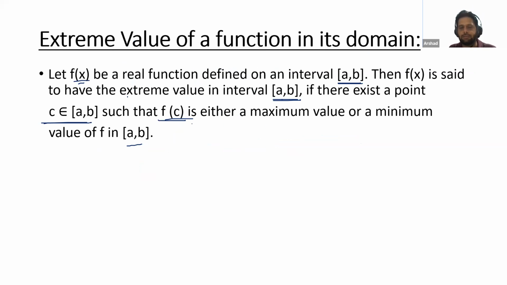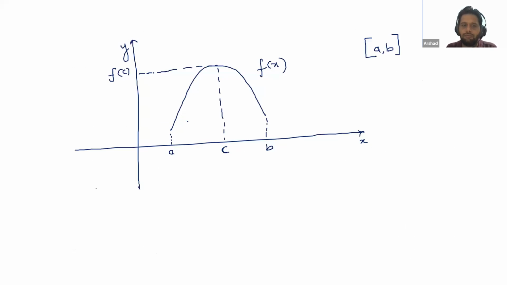So this is the topic: if f(x) is a real valued function, f(x) is said to have the extreme value in this interval if there exists a point C such that f(c) is either a maximum or a minimum value of f in AB. Here we are saying that f(x) has the extreme value, because there exists a point C such that f(c) is the maximum value of the function.